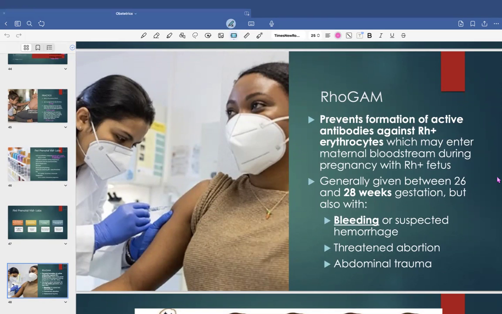It is generally given between 26 and 28 weeks gestation, but also anytime there's bleeding, suspected hemorrhage, threatened abortion, or an abdominal trauma. So: 28 weeks, post-birth, bleeding, suspected hemorrhage, threatened abortion, abdominal trauma. Anytime there's suspected bleeding or hemorrhage.